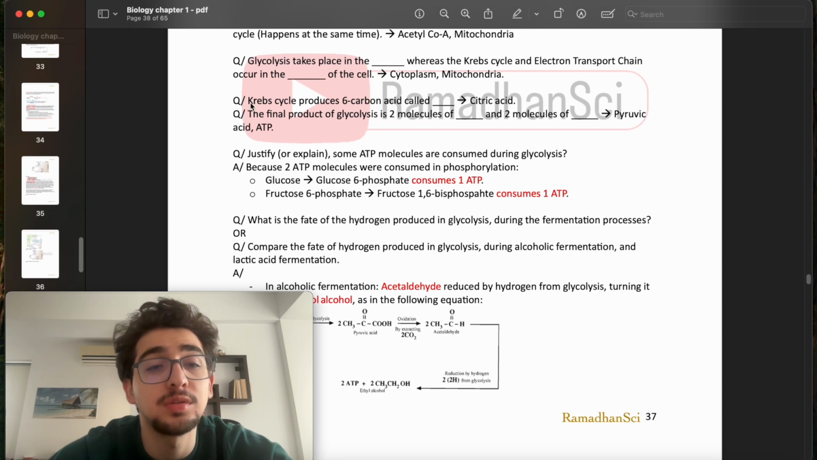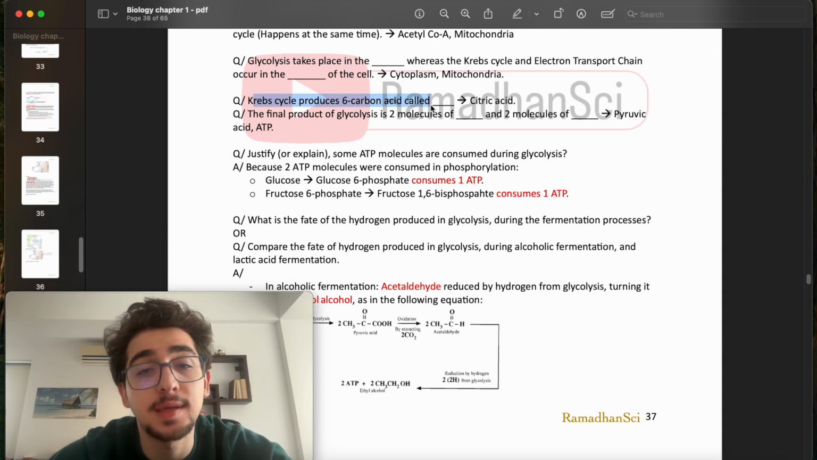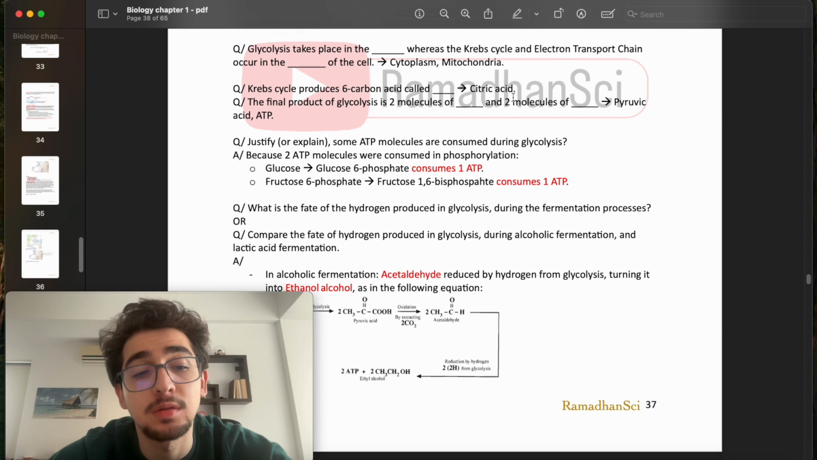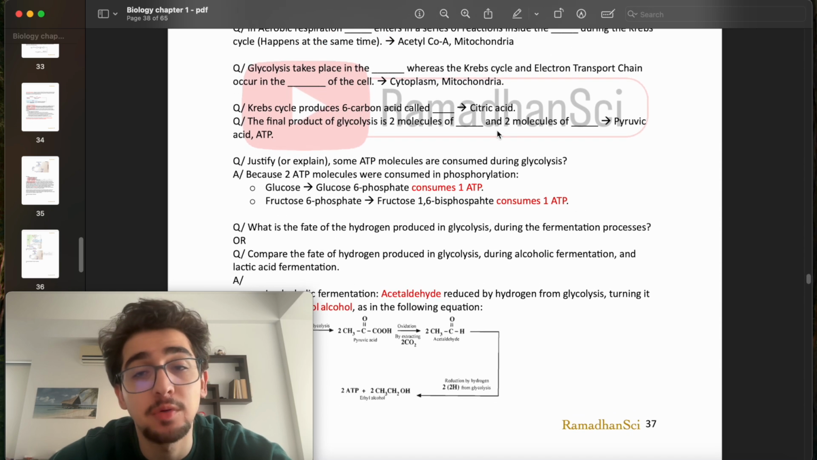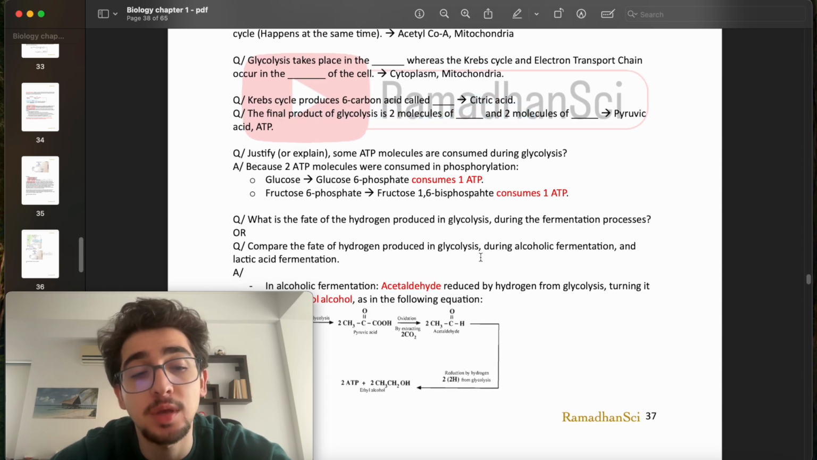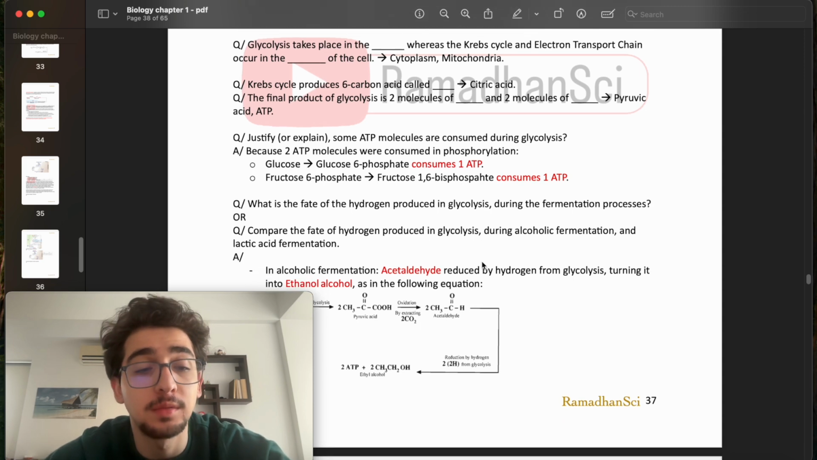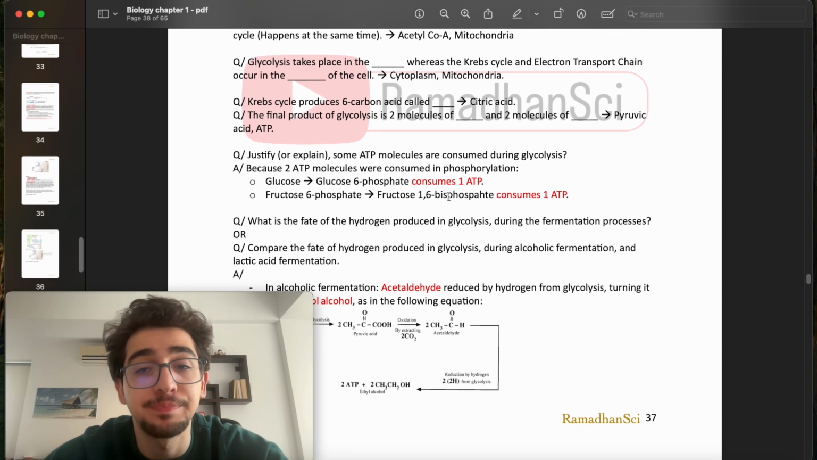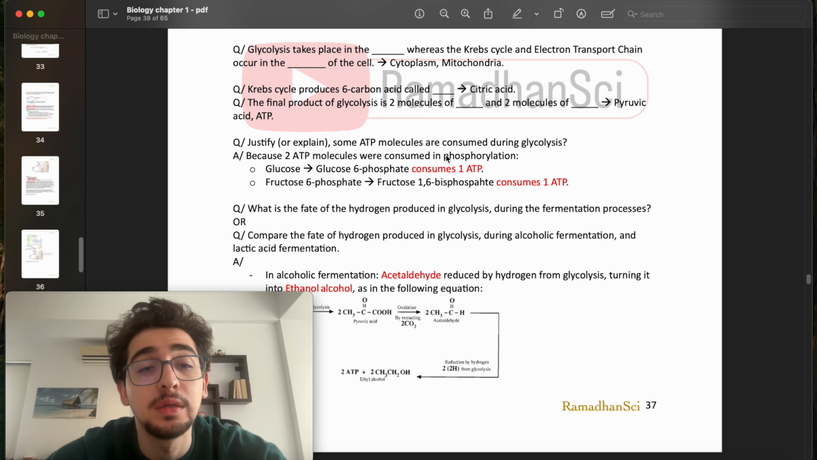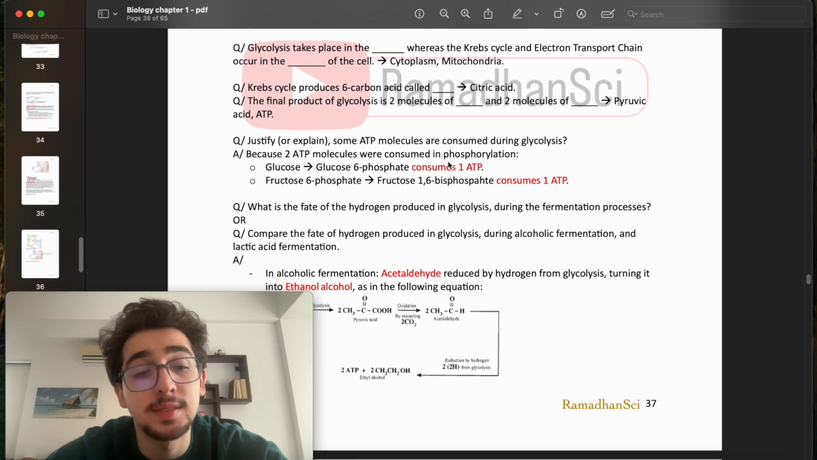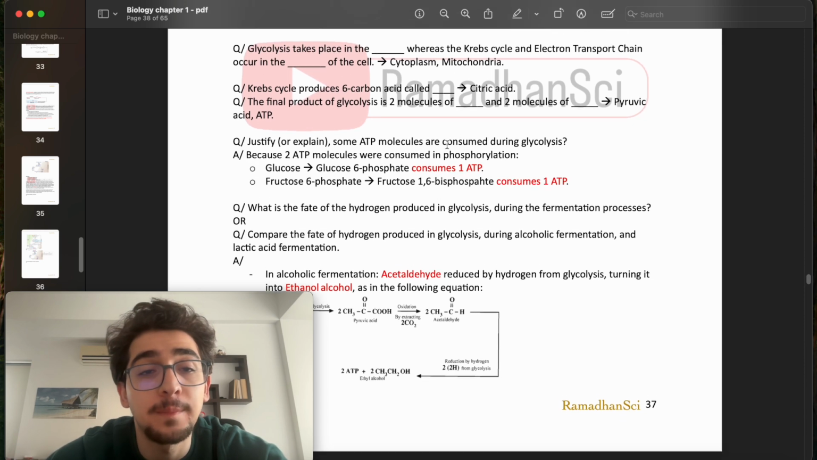Also, you can have a question. Krebs cycle produces a 6-carbon acid called what? Now, if you remember from the diagram, we said it's citric acid. That's why you have to memorize the diagram very well, because you can have questions from them. Also memorize where the ATP is produced, what the hydrogen is, the number of hydrogens. Okay.